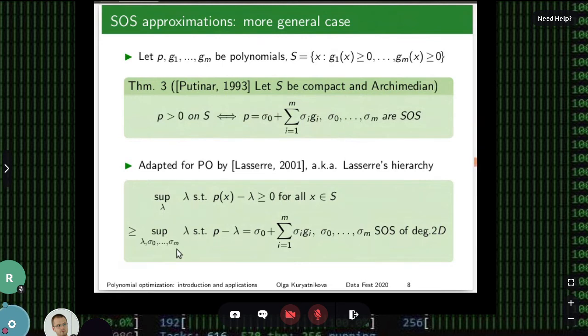And this process of increasing this d and obtaining some bound lambda for every d is called constructing a hierarchy. This hierarchy is the hierarchy of the resulting lambdas which we obtain. And this particular hierarchy, which results from Putinar's certificate, is called Lasserre's hierarchy. This is the most typical, the most popular tool in polynomial optimization up to this moment.